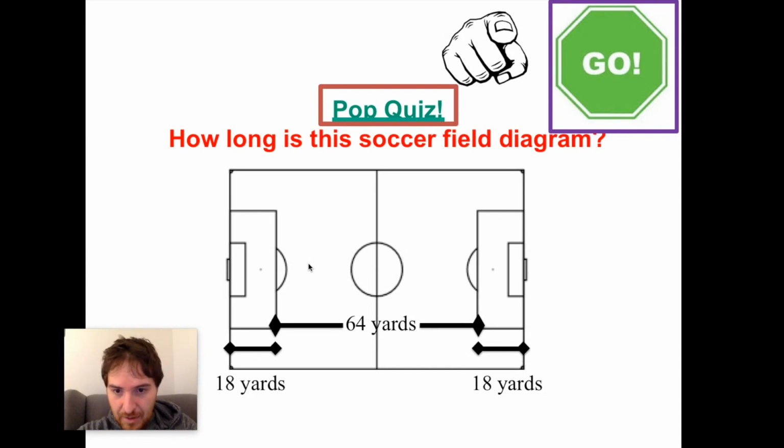I got, all right, 4.5 inches. There we go, 4.5 inches. If you said 4.5 inches, you're probably right, or probably pretty close if you said 5 inches, 6 inches. Okay, so what am I getting at here? This is not a soccer field, right? We're not looking at a soccer field. What we're looking at is a diagram of a soccer field, of course.